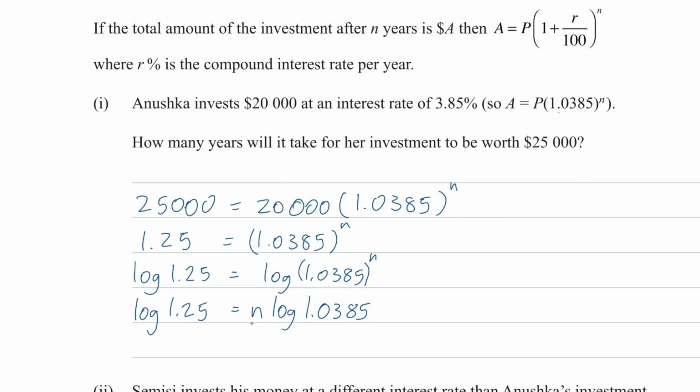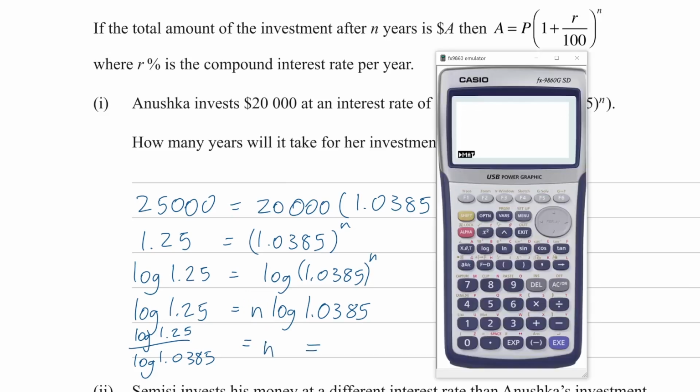So we'll divide both sides by log 1.0385. So log 1.25 divided by log 1.0385 will equal n, which is just a number. So on our calculator, we can type log, which is just near alpha, towards the right and down one. So log of 1.25 divided by log of 1.0385. Execute, which is 5.9.